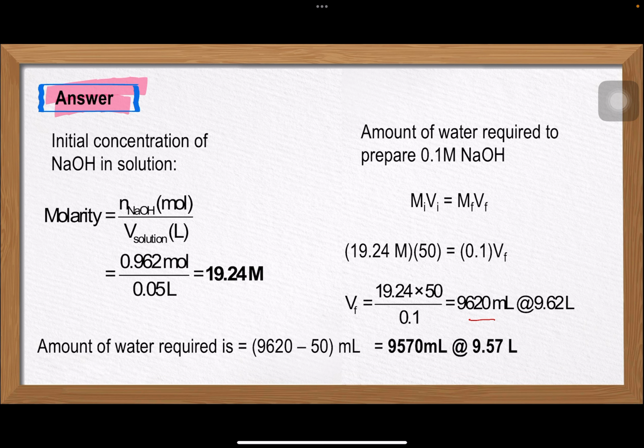So the final answer is 9570 milliliter. Okay, the answer here before was with 50 ml. So you need to minus 50 ml at first, because the question asks how much needed to add. Berapa banyak lagi nak kena tambah. Ini jawapan yang dia bagi dalam soalan ni, volume yang dah sedia ada lah. So volume tu kena tolak dulu 50 ml yang awal, barulah tahu berapa banyak yang dah kita tambah kan. 9570 lah. Okay, tu je.